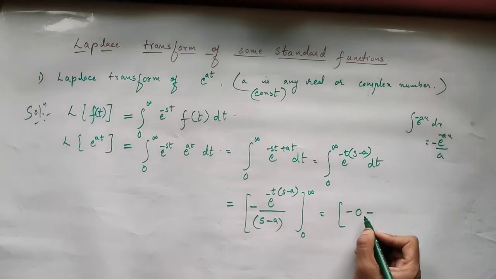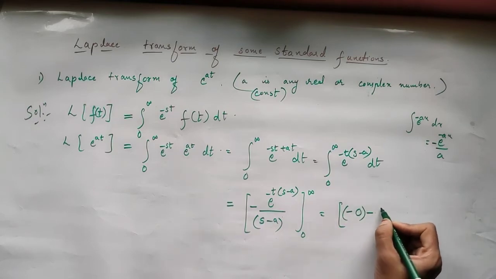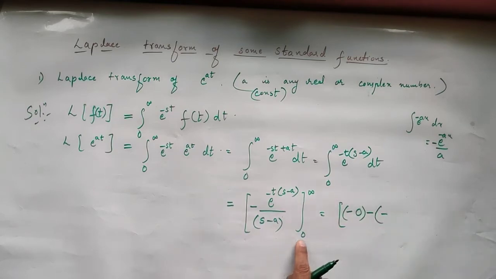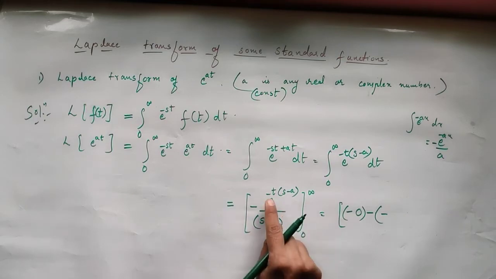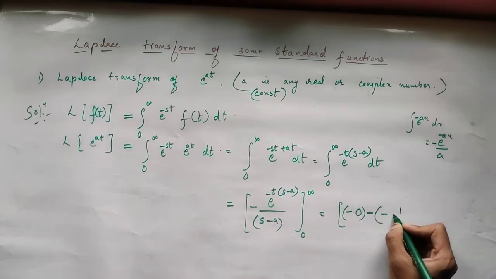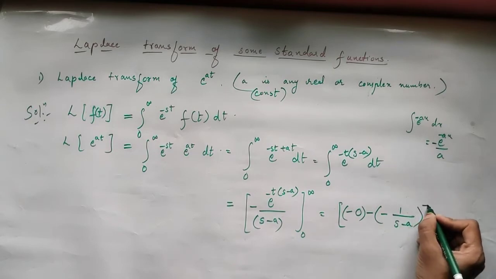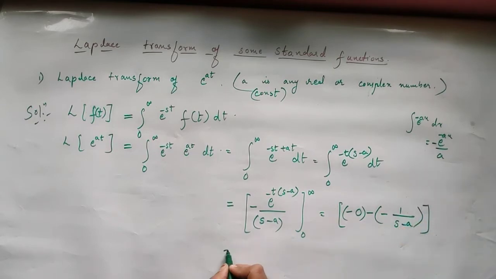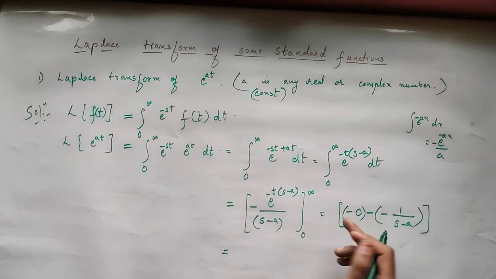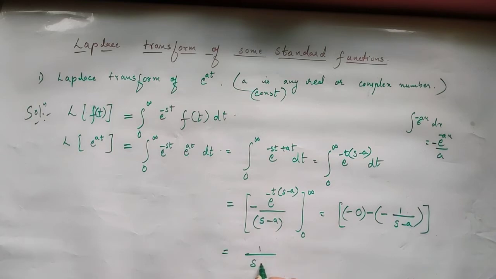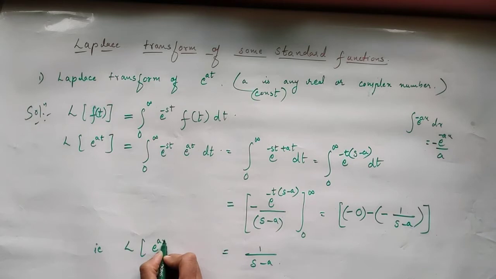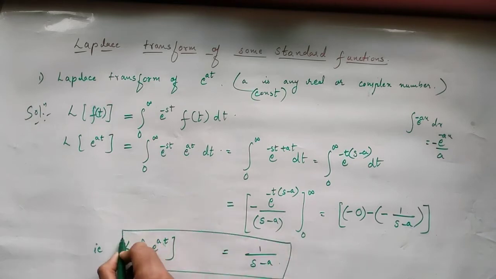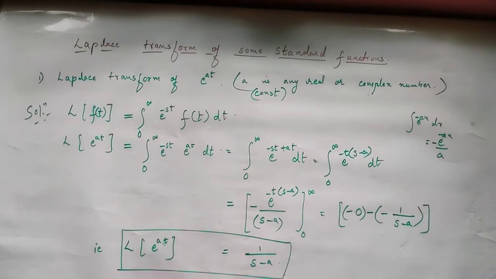So the lower limit is minus, this is the upper limit, minus the lower limit, you are putting t as 0. So when you put t as 0, e to the power 0 will come, and e to the power 0 is 1 divided by s minus a over here. This is the lower limit, upper limit minus the lower limit. The upper limit is 0 as it is, 0 is 0 only, then 0 minus into minus becomes plus 1 divided by s minus a. That is, the Laplace transform of e to the power at is 1 divided by s minus a. This is the solution. Okay, I hope it is clear to you.